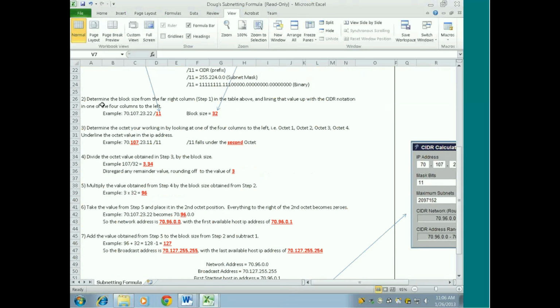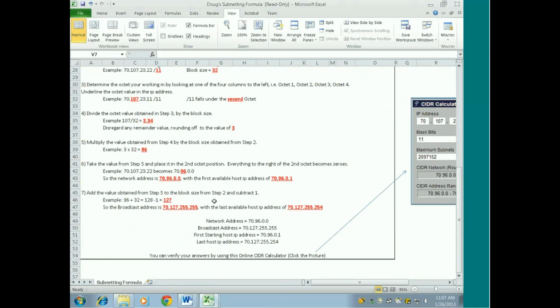But let's look through the whole step again. Block size 32. Determine the second octet. 107 divided by 32, we said it was 3.34. .34 is some change, right? We disregard the remainder value, and we take the rounded value of 3. 3 times 32 is 96. Example, the network address is 70.96.0.0. That makes the first available host 70.96.0.1. Would you agree?